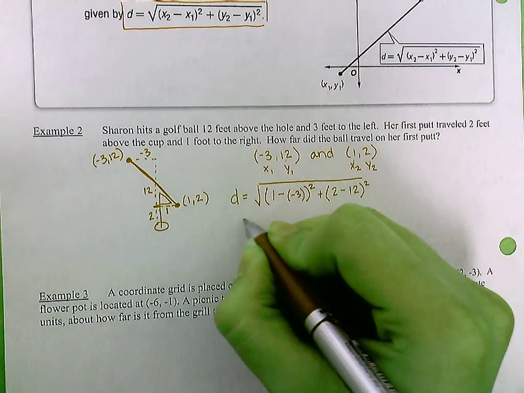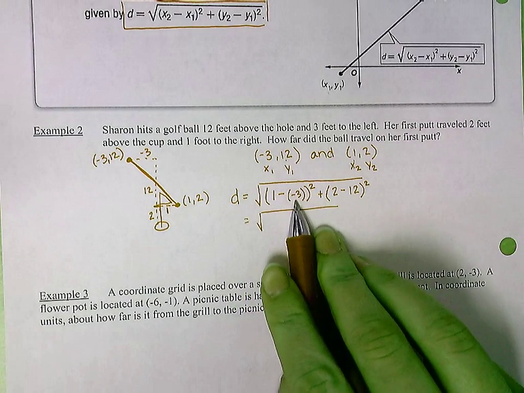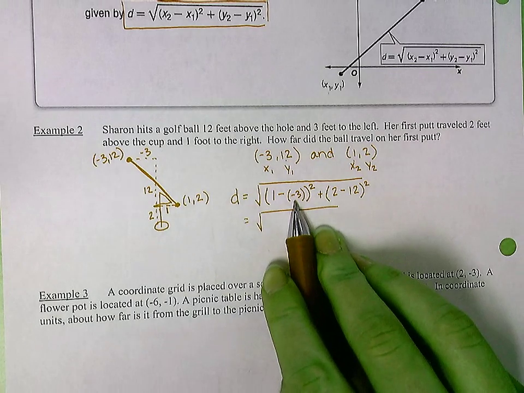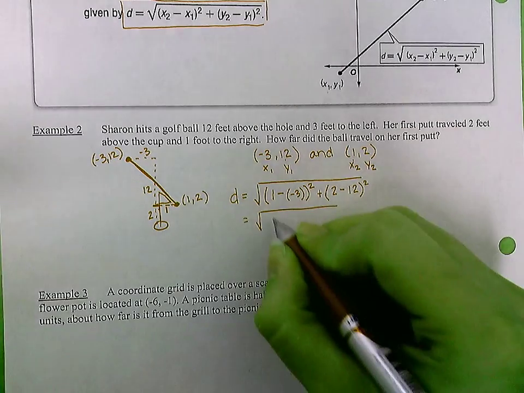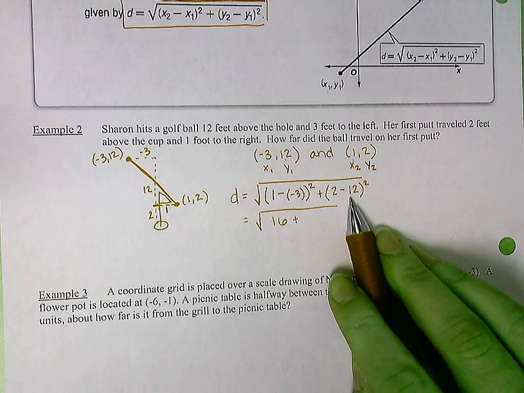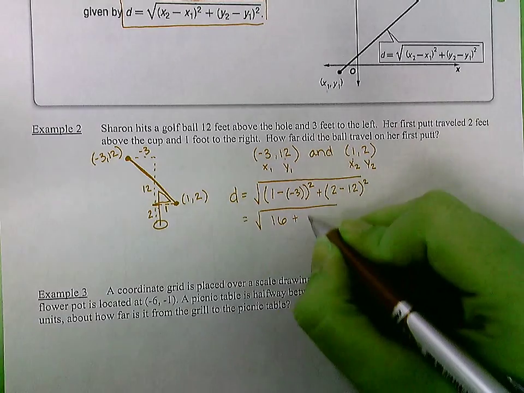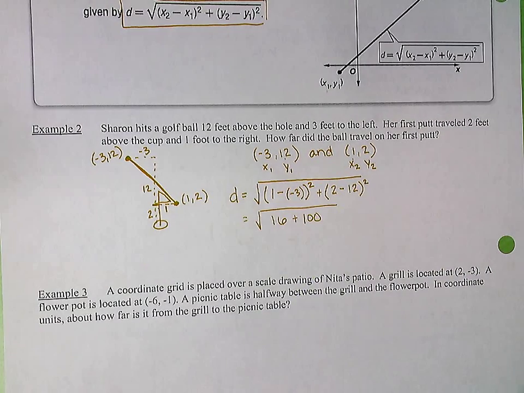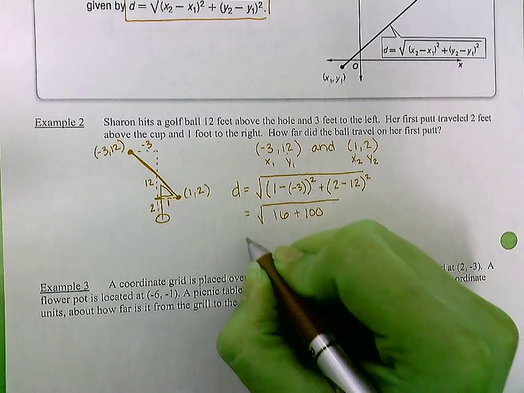Okay, now I can just simplify. So I have the square root. I have 1 minus a negative 3, so it'd be 4. Okay, 4 squared is 16. I have 2 minus 12, negative 10. Negative 10 squared is 100. It is not negative 100. Okay, when you square a negative, it is positive. Don't forget about that. Okay, now I can add these two numbers together.